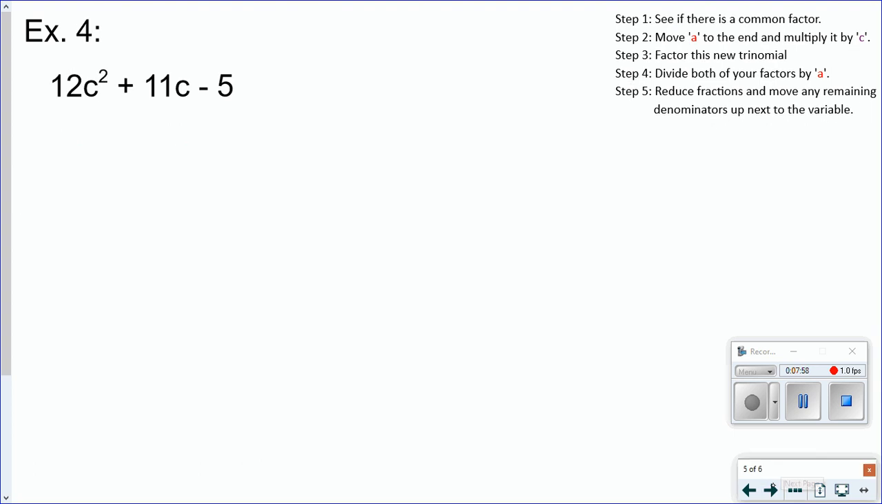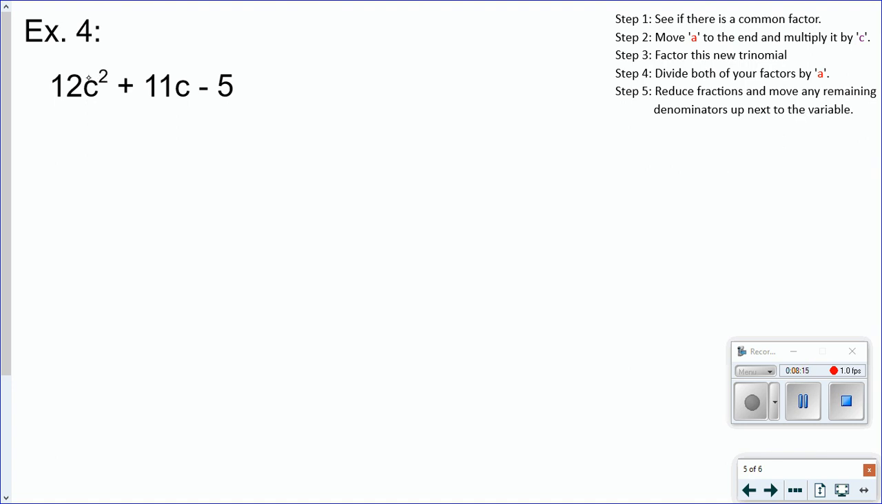All right. Is there a common factor here? There is not. So we're going to skip step 1. The last example I'm going to do does have a factor that we can bring out. So if you're feeling confident and you want to skip to example 4, go right ahead.